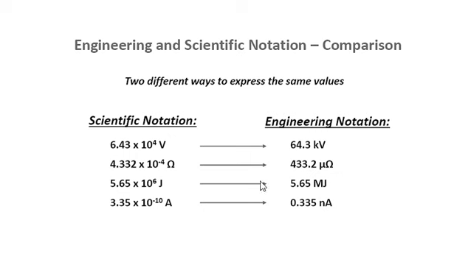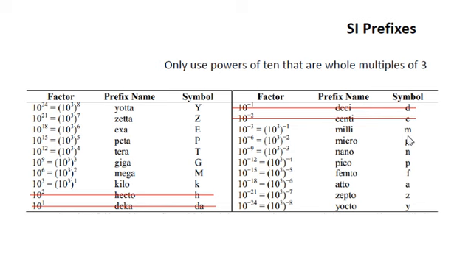Here are two different ways to express the same value. We have 6.43 times 10 to the power 4 volts. It's the same as 64.3 kilo volts. 4.332 times 10 to the power minus 4 ohms is 433.2 micro, and here is your unit, ohm. I'm coming back to this table to show you this little symbol.